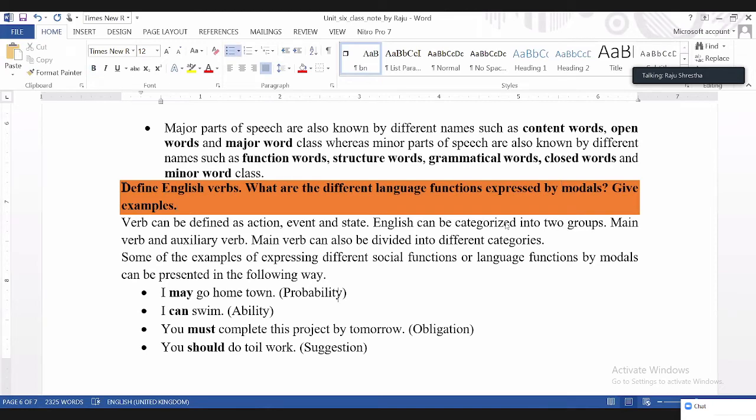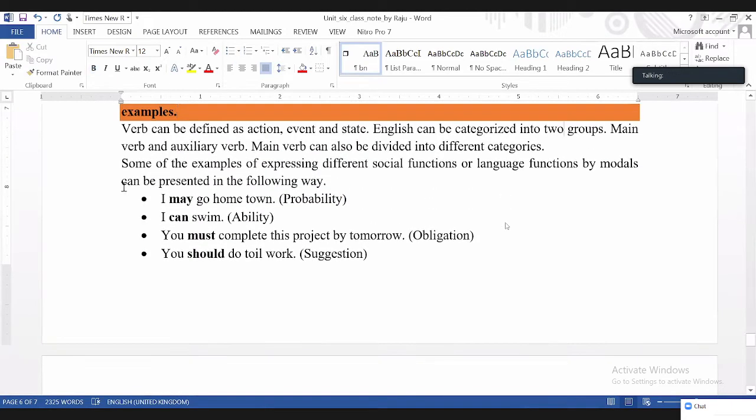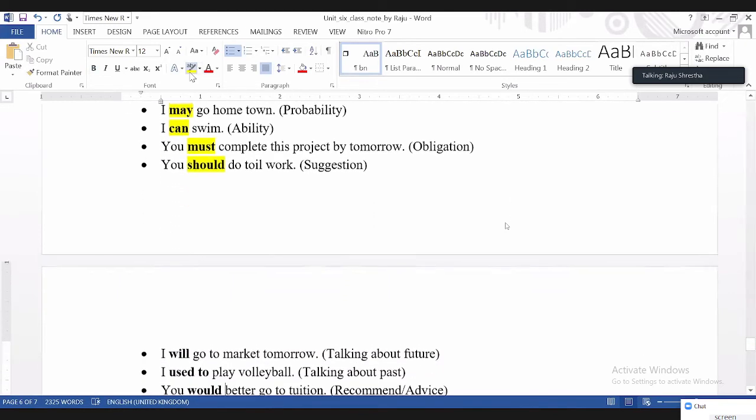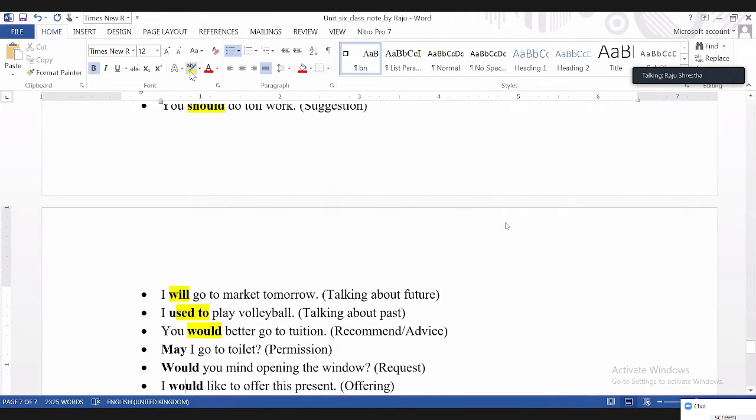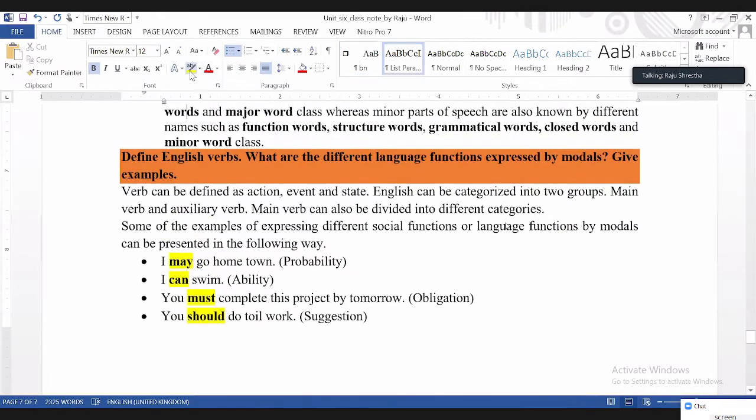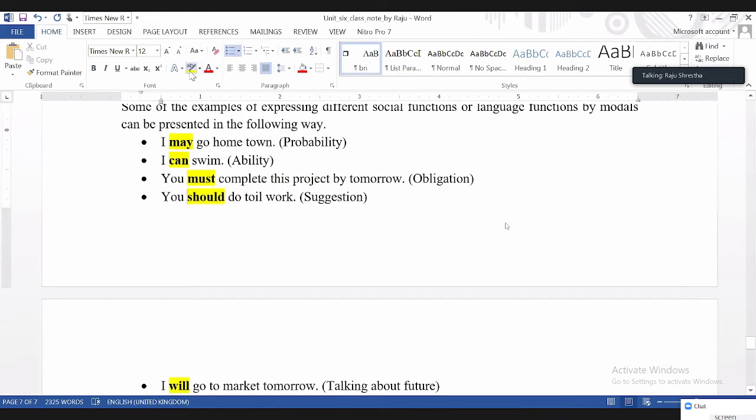And these verbs can have different functions in a sentence. Like I may go. Here may is what? This is a modal auxiliary verb. Can is what? Modal auxiliary verb. Must is what? Modal auxiliary verb. Then should is what? Modal auxiliary verb. Then will is what? Modal auxiliary verb. Used to is another auxiliary verb. Would is what? Another modal auxiliary verb. Now we use these verbs for different functions.